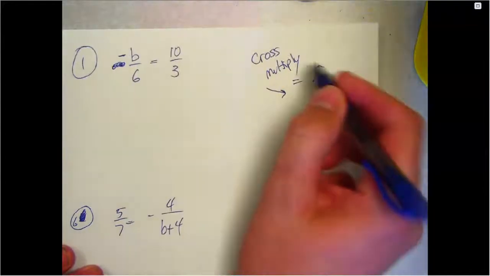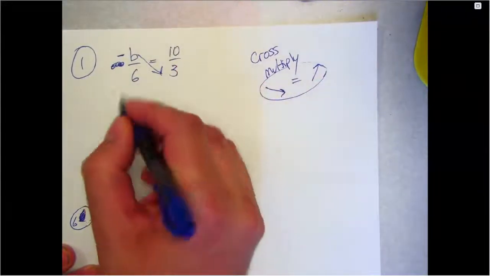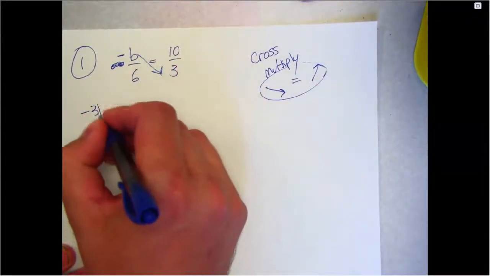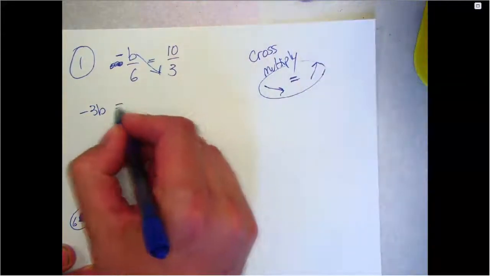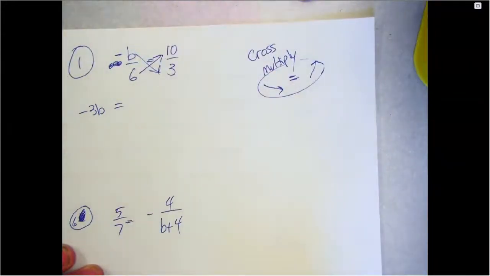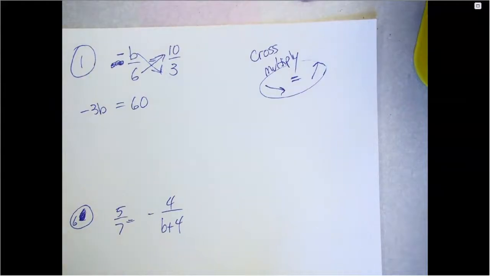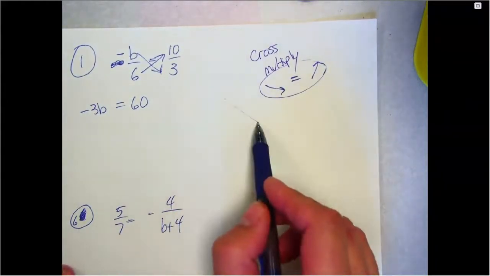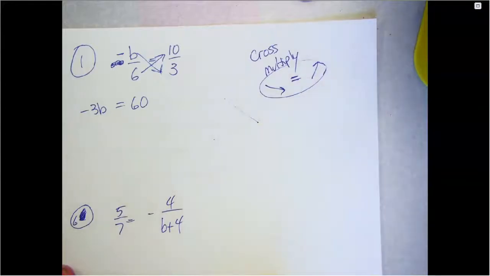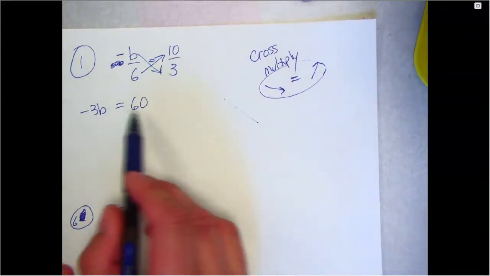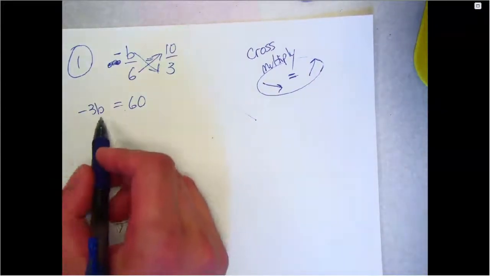Then you're going to cross multiply. So what I was saying here, one cross, so negative B times 3 is negative 3B, equals the other cross, equals 60. That's going to be your general step every time. A lot of people screw up cross multiplying because they'll do one cross and then make it a fraction and put the other cross, but that's not how it works. It's always one cross equals the other cross. And then you're trying to solve this.